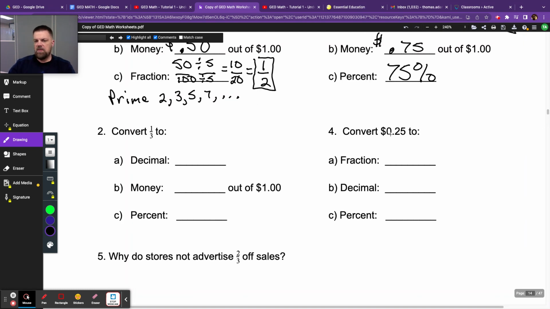All right, but let me do 25. 25 is just 0.25 as a decimal, 25 cents. 25 cents is literally 25 over 100. And I did that as my example. What did we say that was as a fraction?